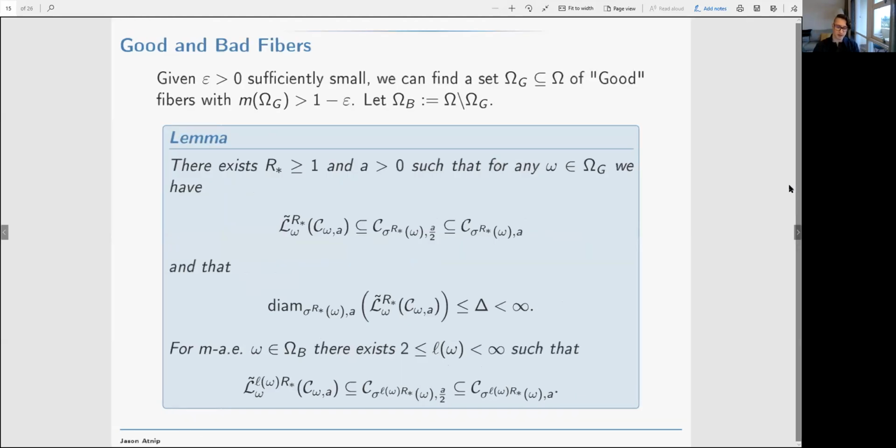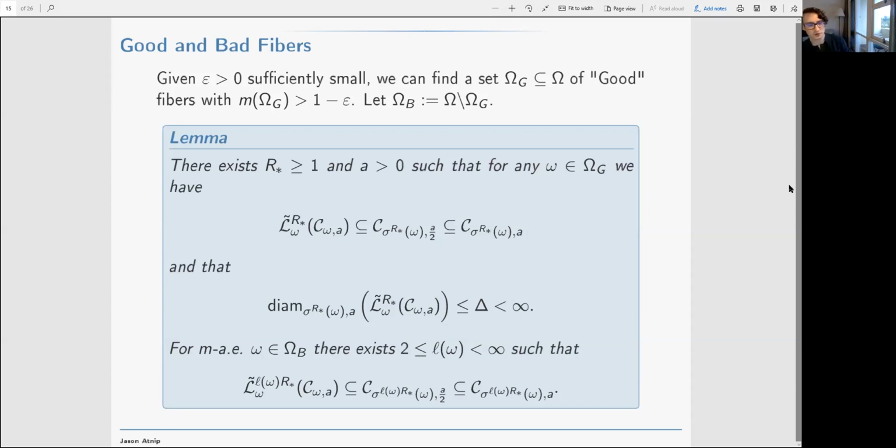Now, with these cones, the idea is that we want to use Birkhoff's theorem, and we want to push forward by some amount so that one of our cones at our omega fiber is contained in the cone at the future fiber. Okay, well, this isn't going to work for every omega, but for any epsilon sufficiently small, we can find some set of good fibers. We'll call this omega G, and this set of good fibers has almost full measure, so measure greater than 1 minus epsilon, and we'll let omega B be all the bad fibers that are left over.